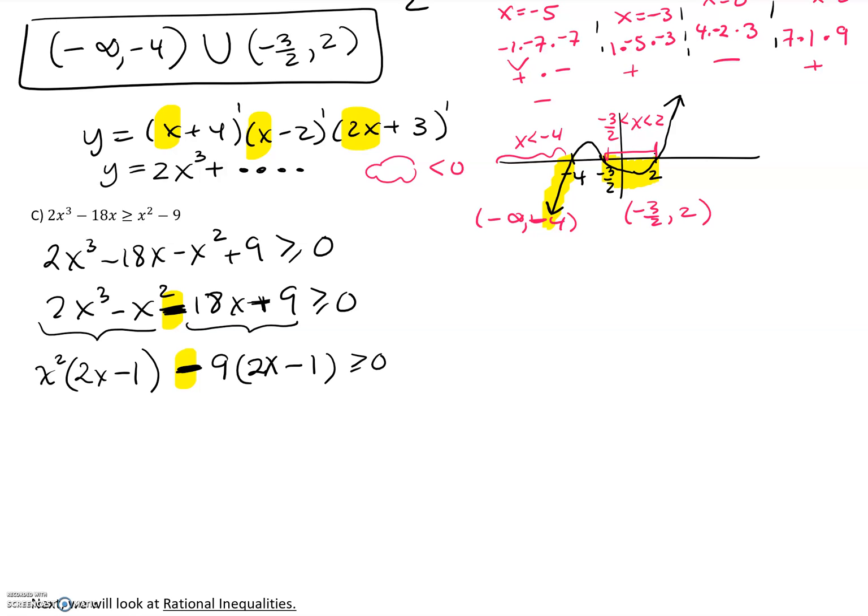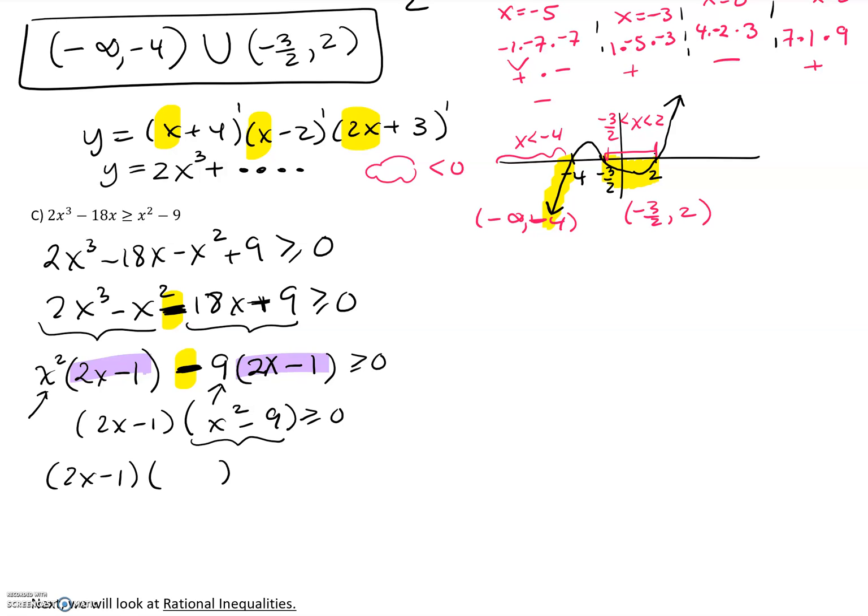And then I see these in common. So I'm going to take out the GCF of 2x minus 1, and I'm going to have left these two guys, x squared minus 9. And this is further factorable, so I'll leave the 2x minus 1 as is, and I'll have an x plus 3 and an x minus 3. And finally, after all that work, I have it in the form that I usually need it, with everybody factored and a 0 on one side.